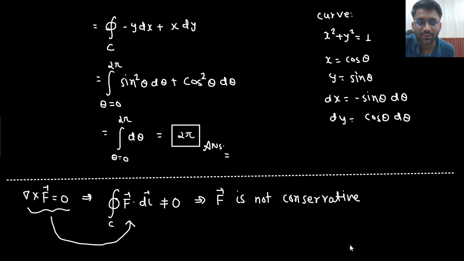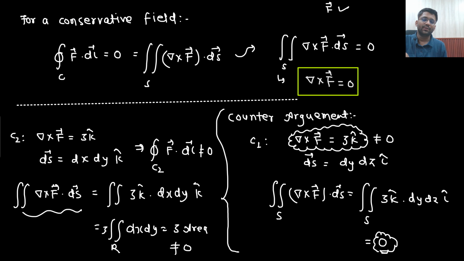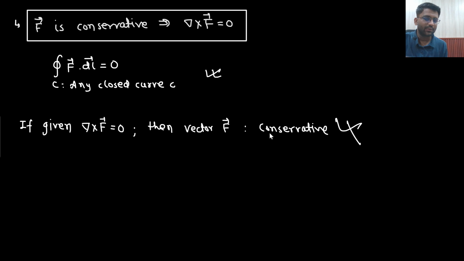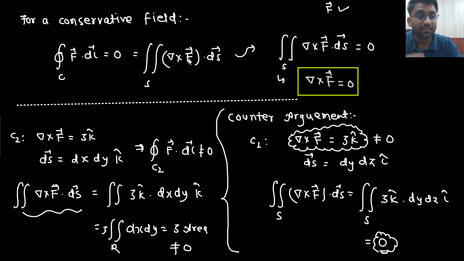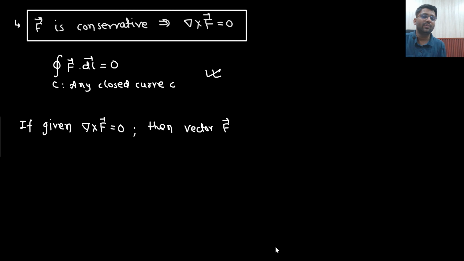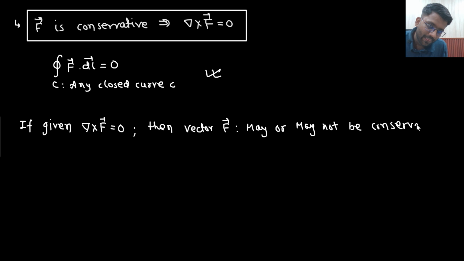So if your del cross f is 0, your field may or may not be conservative. You don't know. If your del cross f is 0, then vector field f may or may not be conservative. Why is that so? Because you don't even know whether the Stokes theorem could be applied or not. When you have written down this statement, you have said that Stokes theorem is applicable, but every time it is not necessary that your Stokes theorem will be applicable. So if given that del cross f is 0, then vector field f may or may not be conservative.